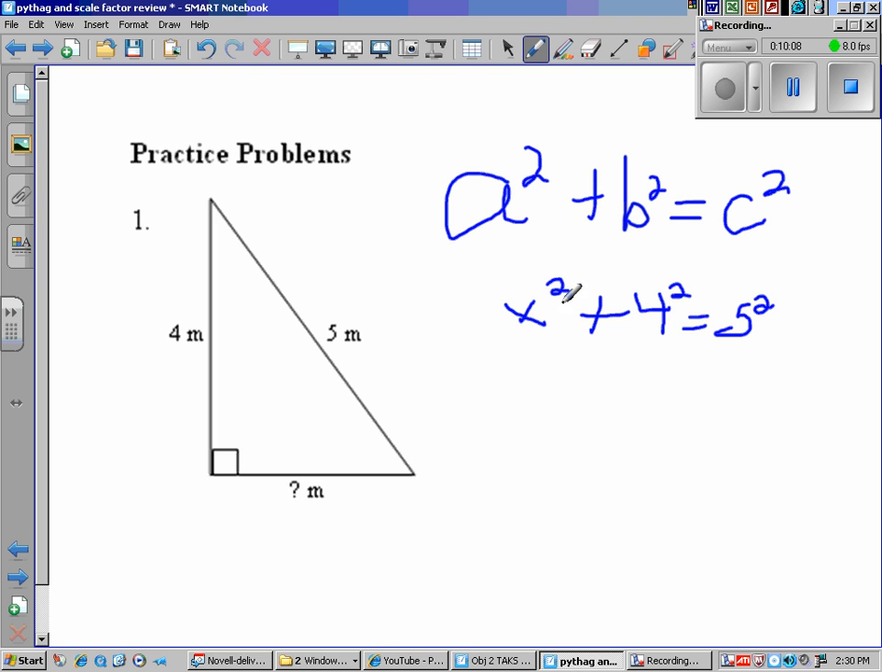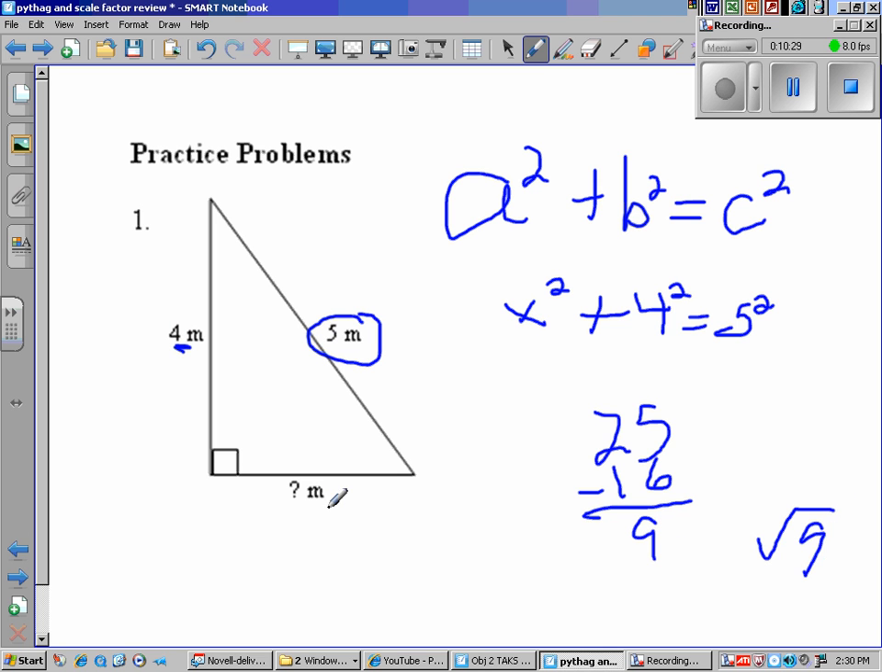So once I go through and do this, you can find the shortcut and know that you're going to take the c squared minus the a squared. So I'm going to take 25 minus 16. When you do that, you get 9. And to find your missing side, you're going to take the square root of 9, which gives you 3. So your answer is 3.